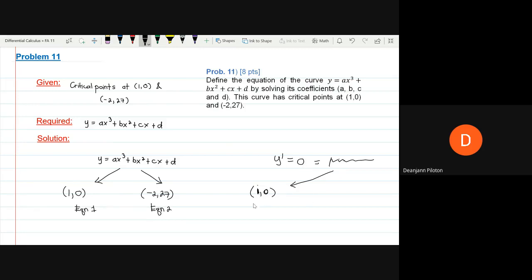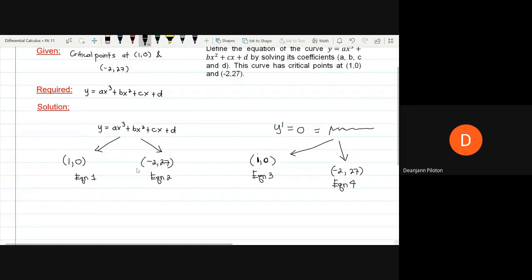Then you get another equation, which is equation 3. And then lastly, your equation 4, you get by using another critical point. Again, your focus is the critical value, or your x coordinate, which is negative 2. So out of that critical value, you get equation 4. So now that you have four equations, the next thing you will do is use your algebra skills, class.